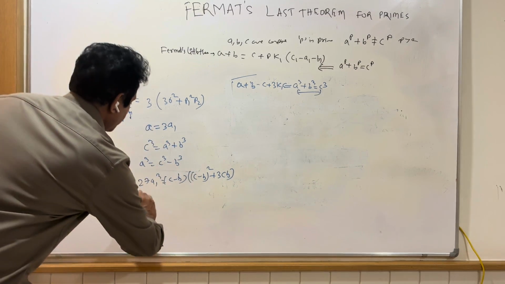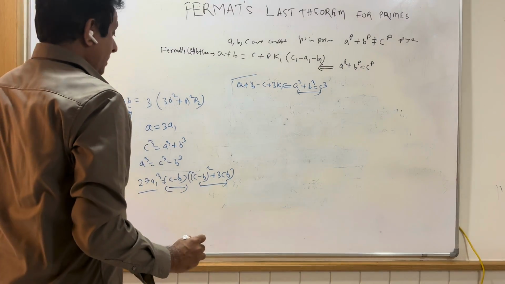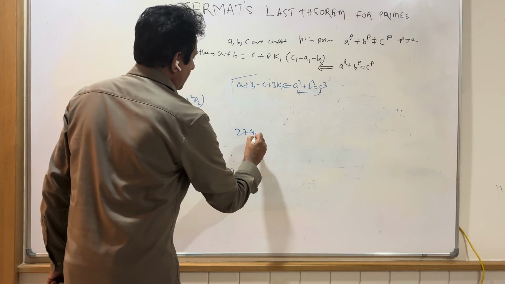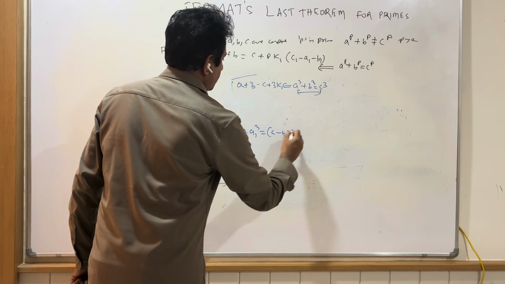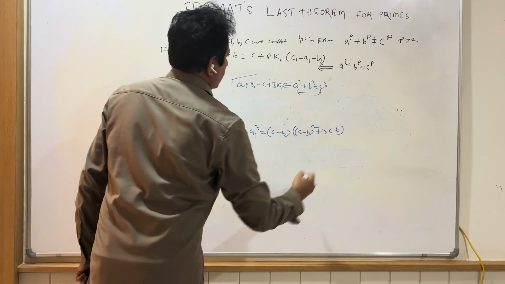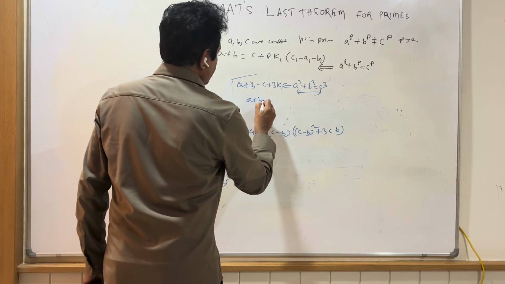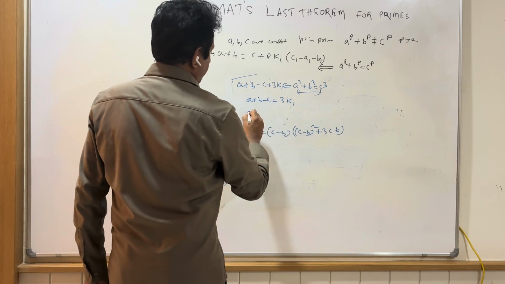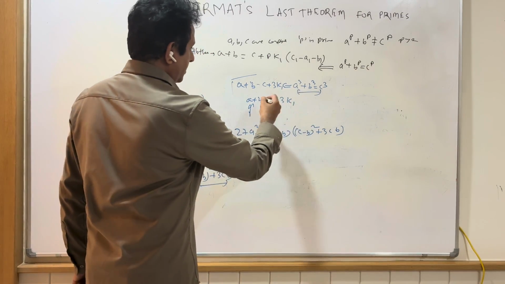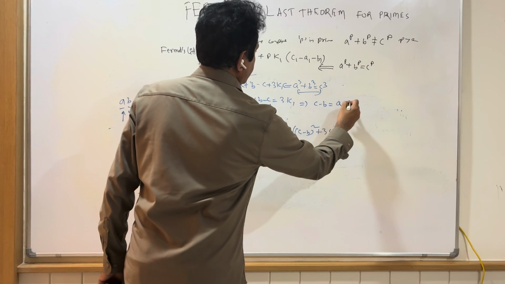And then we have 27 a1 cube equal to c minus b, times c minus b whole square plus 3cb. We already know that a plus b minus c is a multiple of 3. So when a is a multiple of 3, c minus b is also a multiple of 3. So c minus b will be a minus 3k1.